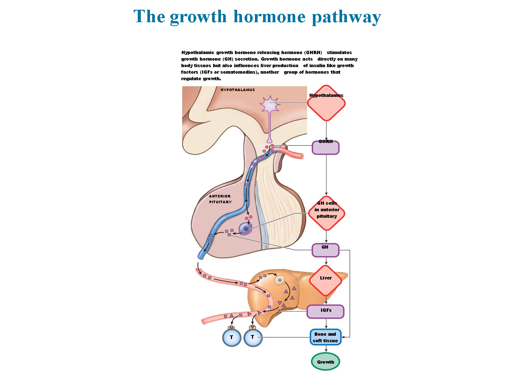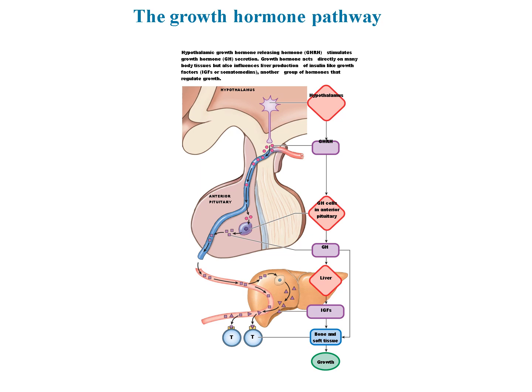The hypothalamus releases growth hormone-releasing hormone, which stimulates the anterior pituitary gland to secrete growth hormone. Growth hormone acts on many tissues in two primary ways. First, it directly stimulates various tissues to promote growth and metabolic functions. Second, growth hormone stimulates the liver to produce insulin-like growth factors.